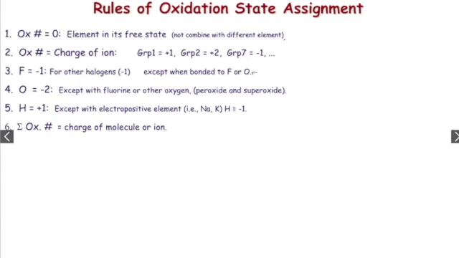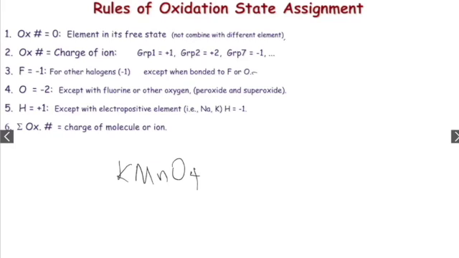And then remember this rule: the sum of the charges of a neutral species, a neutral ionic species, is going to be equal to 0. So you can figure out the oxidation state for each of the elements in a species, like potassium permanganate, KMnO4.